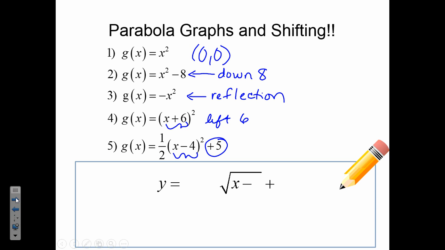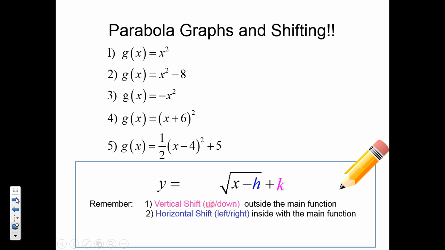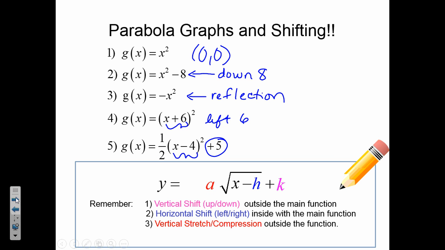I made a little box down here for things that I think you should write. So if we have a number at the end, that's a vertical shift. It's outside the main function. It moves it up or down. If there's a number inside the square root, like this h, that's going to move it left or right. Many times there'll be a number out in front. That's going to vertically stretch the function or compress it. And then if there's a negative out in front, that's going to flip the function over or reflect it.